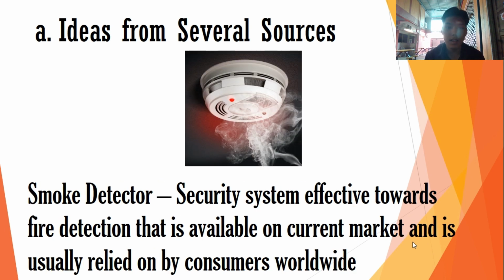And lastly is the smoke detector, a security system effective towards fire detection that is available on the current market and is usually run on by consumers worldwide. Now, the detector are usually used in domestic applications, which are homes or stores. But the flaw of the smoke detector is usually it gives a true false output, meaning even when there's no fire in the area, it will still trigger due to the true false conditions.